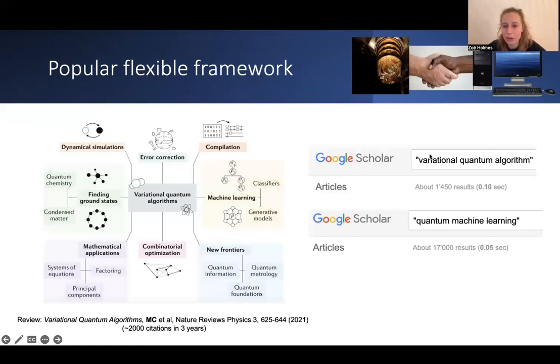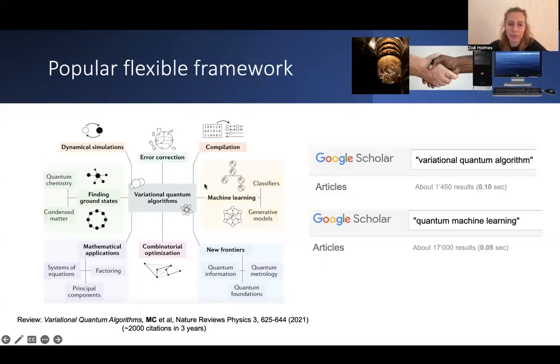So I did a Google Scholar search for variational quantum algorithms, and I was surprised that I only got 1,450 results. Because if you look at one of the review articles that's been put out on variational quantum algorithms in just 3 years, that's got over 2,000 citations. So actually the gap between those two numbers is interesting. Quantum machine learning, on the other hand, you've got 17K hits.